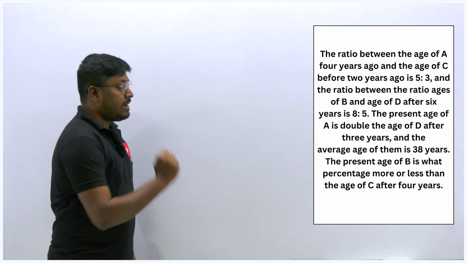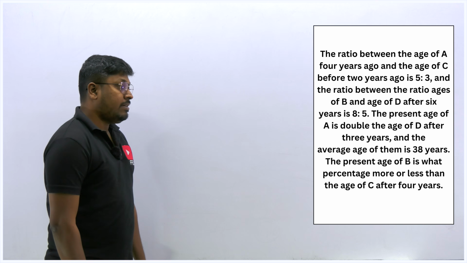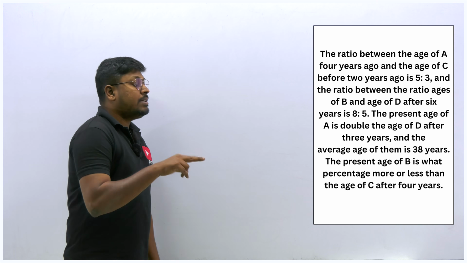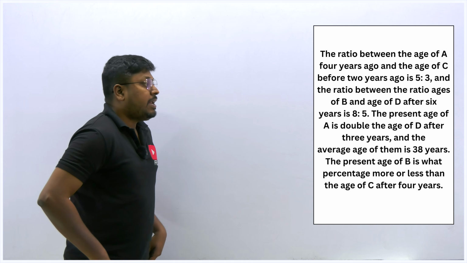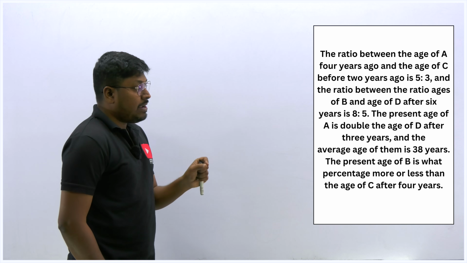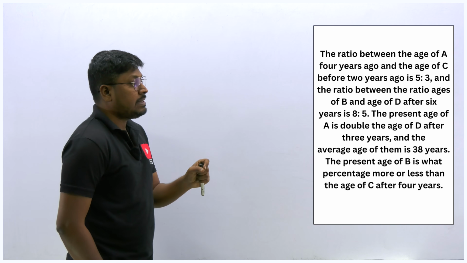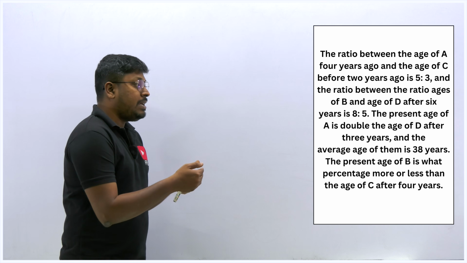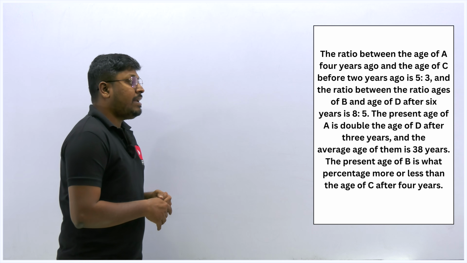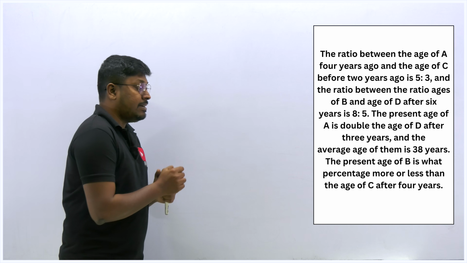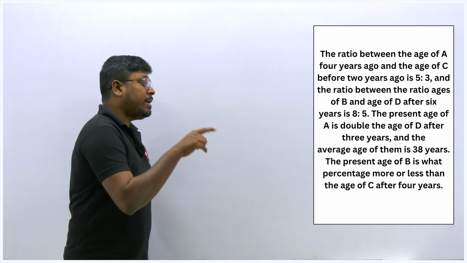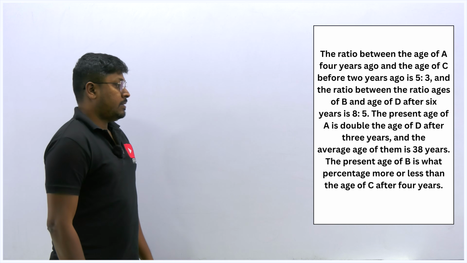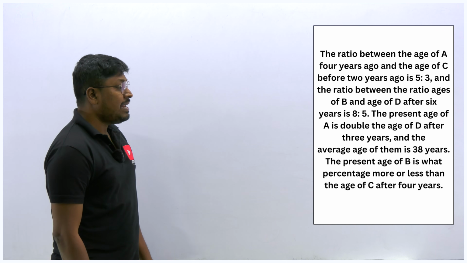So here is the second question. The ratio between the age of A 4 years ago and the age of C 2 years ago is 5:3. And the ratio between the age of B and the age of D after 6 years is 8:5. The present age of A is double the age of D after 3 years, and the average age of all of them is 38 years. So the present age of B is what percentage more or less than the present age of C after 4 years. Okay, so a very interesting question.